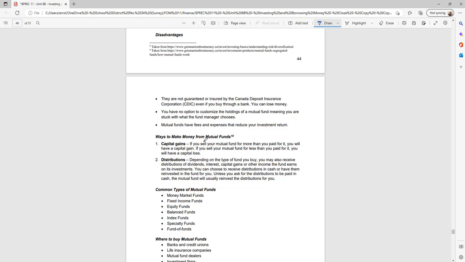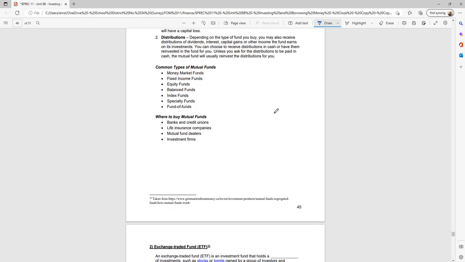Now, ways to make money from mutual funds, there are two types. One's called capital gains, and the other one's called distribution. Capital gains is basically if the mutual fund grows in value, and distributions is when they pay you out quarterly, semi-annually, or annually. Now, there is a series of categories of common types of mutual funds and where you can buy them, okay? So I'll let you read that.